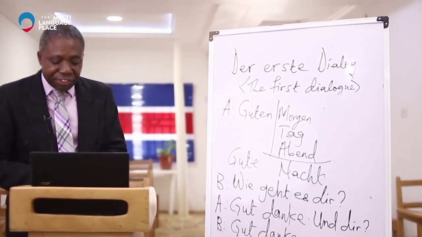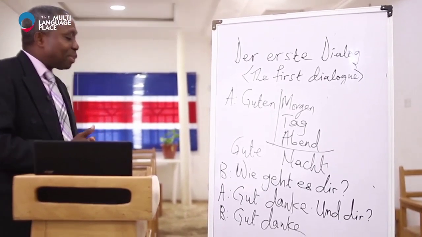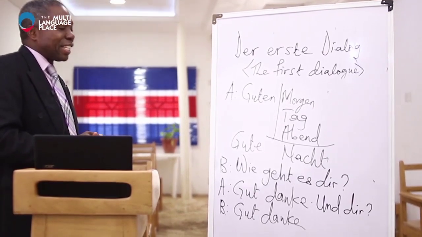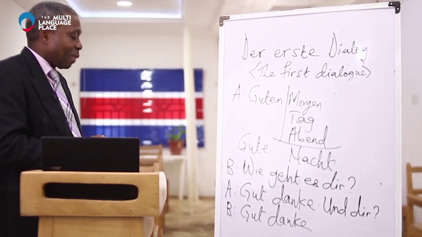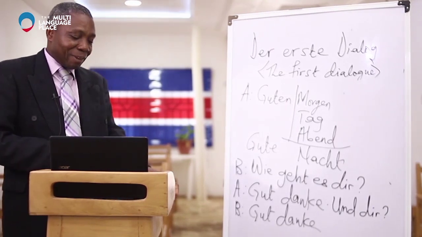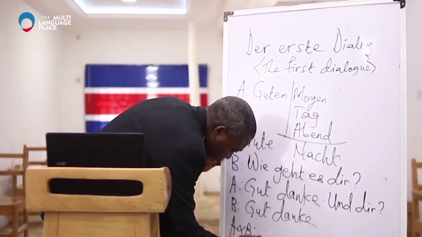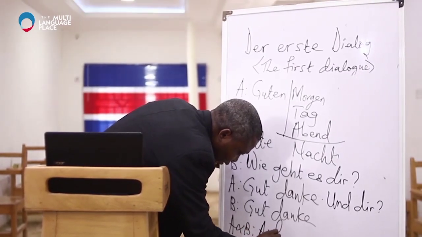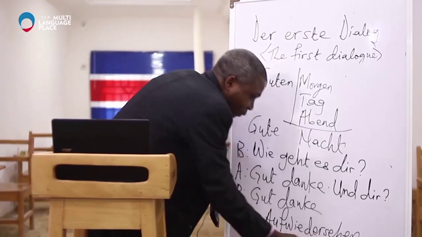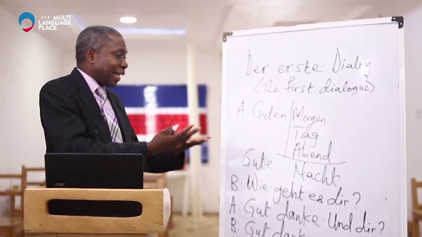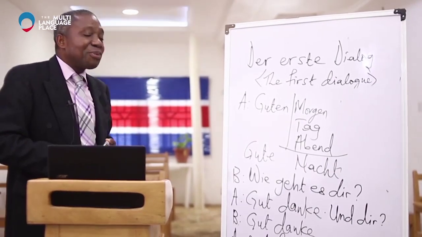I want us to go through the greetings again. Guten Morgen, conversation now. And B says, wie geht es dir? And he responds, gut, danke. Und dir? And B says, gut, danke. Actually, two people meeting and then having a conversation. So, you see, this is two people meeting and then there is a conversation. A says, Guten Morgen. B says, wie geht es dir?